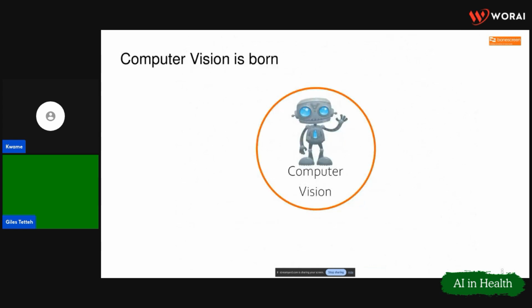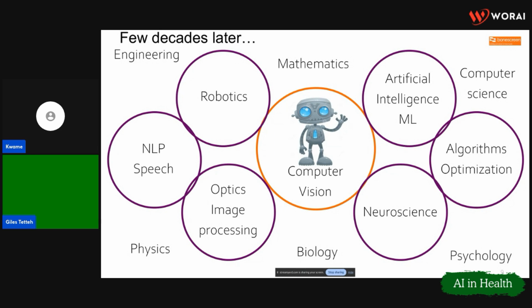Now, in the 60s, computer vision research was born from the MIT summer project. And then a few decades later, we see that we are now having a lot of fields getting into computer vision. So now you have robotics, you have image processing, even biology, physics, etc. They are all coming together to build a field, right? And then we have NLP, which is now very common with ChatGPT and everything, which is here. All of them riding on the same advantages that we had.